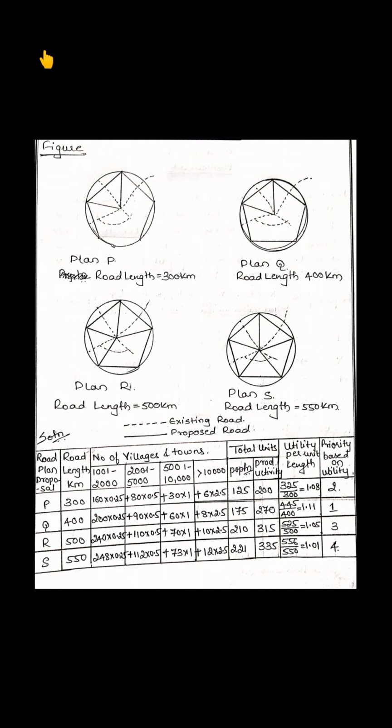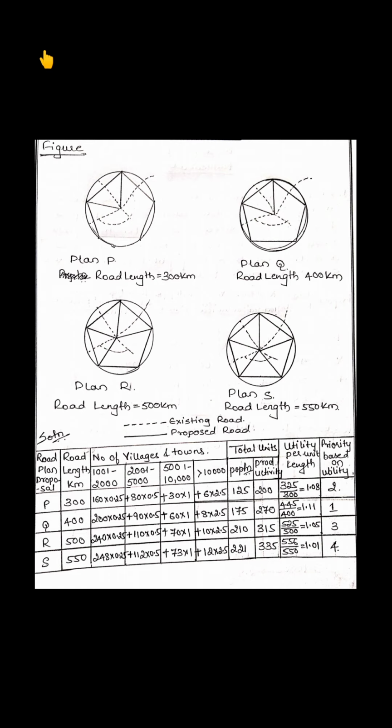In the pentagon, you can see that the baseline is not there in P, but the baseline is present in Q. For road length P it is 300, for road length Q it is 400. It means one more extra line we have taken there, an extra proposal.